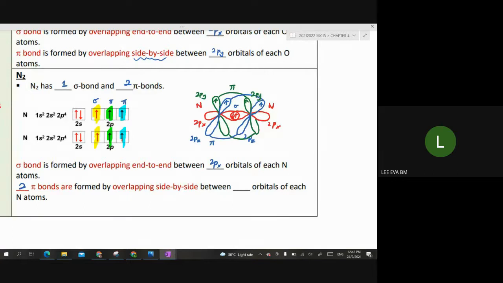Okay, so for the explanation, two pi bonds are formed by overlapping side by side between 2py and 2pz orbital of each atom. There isn't enough space, so you label 2py, 2pz.